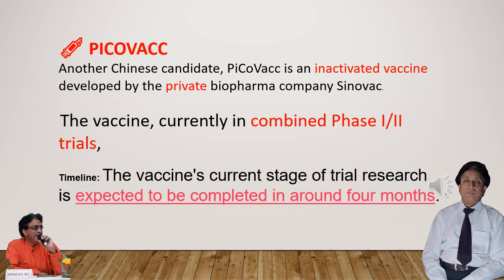This is PiCoVacc, another Chinese candidate, and it is an inactivated vaccine. Previously, I told you about the killed vaccine. This is the live attenuated or inactivated vaccine being developed by the private biopharmaceutical company called Sinovac. The vaccine is in combined phase 1, phase 2 trials. The vaccine's current stage results are expected to be completed in around 4 months.